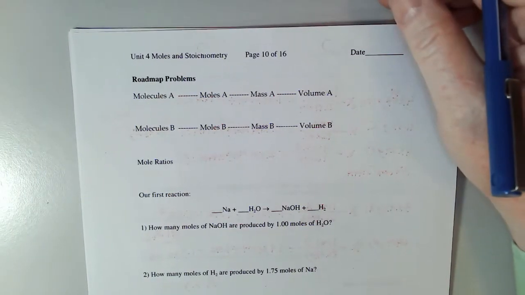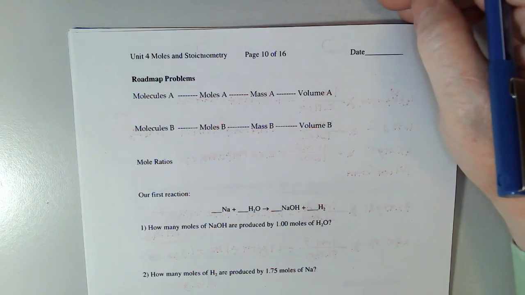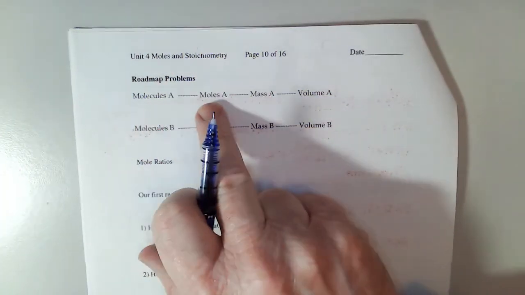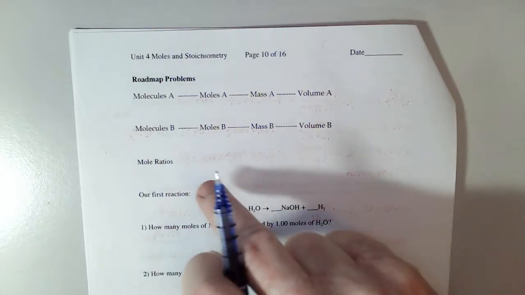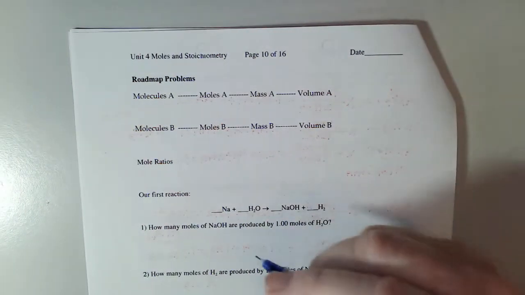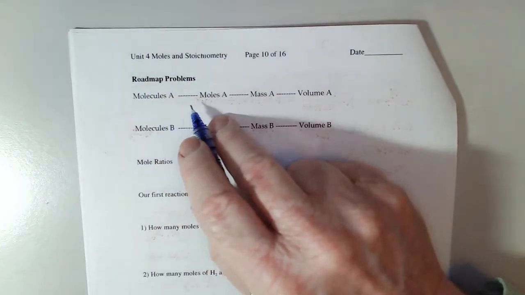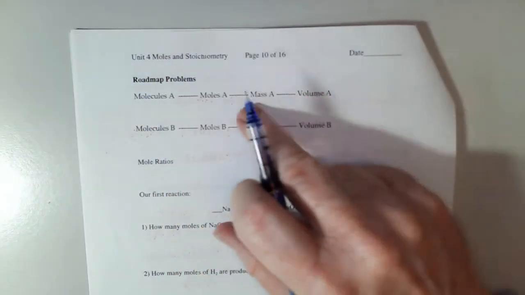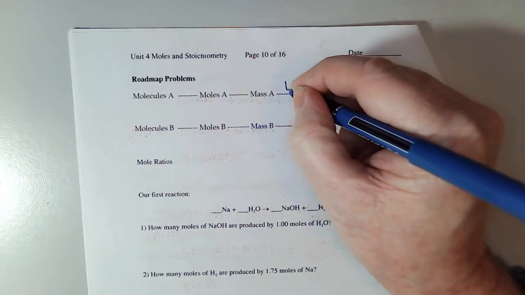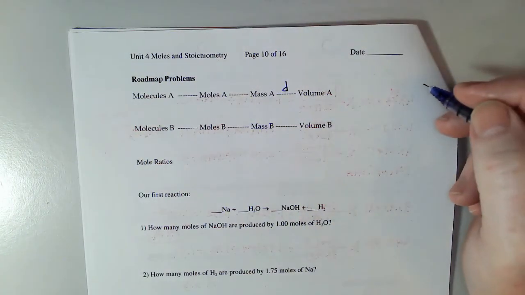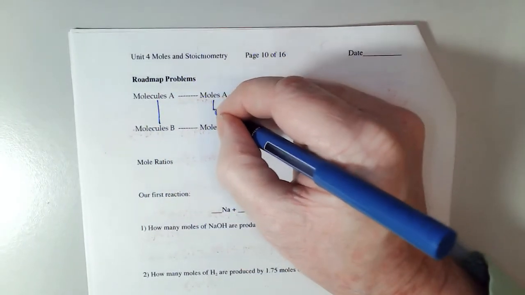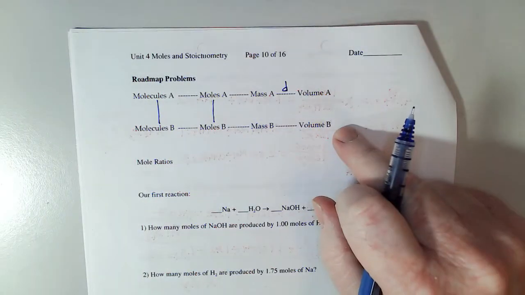And this is going to be an expanded roadmap from what we were using before. Previously we just had molecules, moles, and mass. But now we're going to expand and have molecules, moles, mass, and the volume of a substance A. Now, mass to volume questions we did in our first unit, that's density. But we're also going to add a second road here, which is substance B.